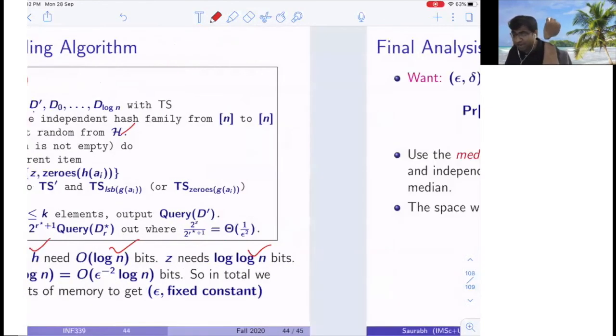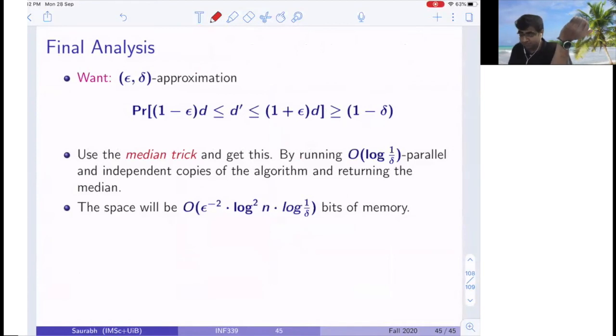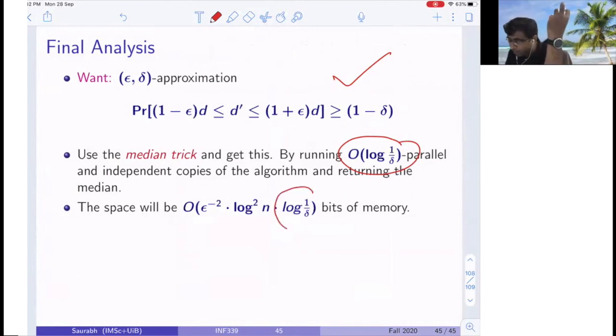But for the delta approximation, what do you do? Well, if this is what you wanted, you can apply the median trick by running log 1 over delta parallel and independent copies of the algorithm and returning the median. So you will have an extra log 1 over delta factor running into this.